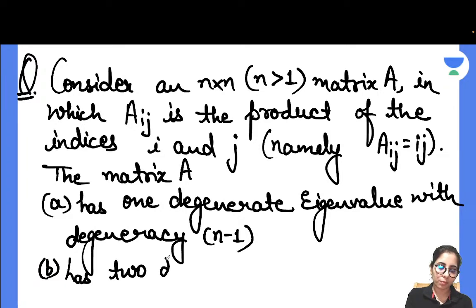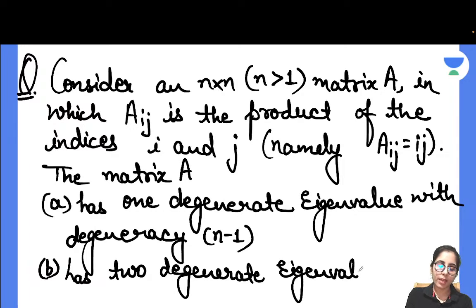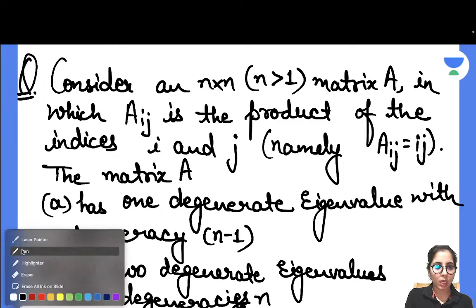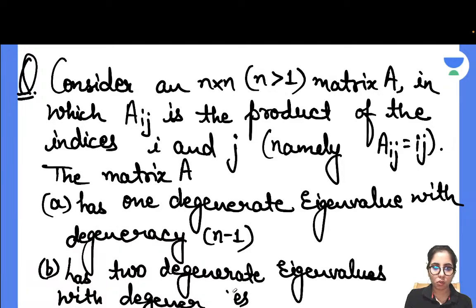Option B has two degenerate eigenvalues with degeneracies, because we are talking about two of them, and this statement will have two values. Let me mention both of them: degeneracies 2 and n minus 2.